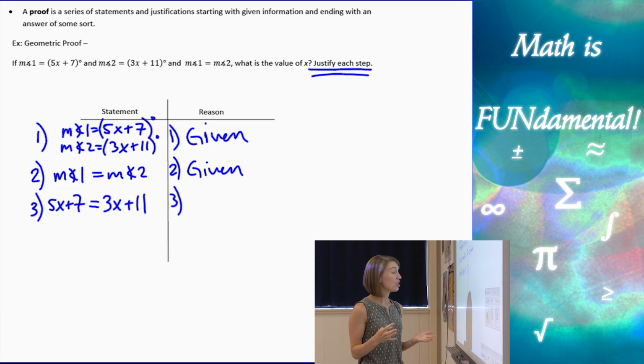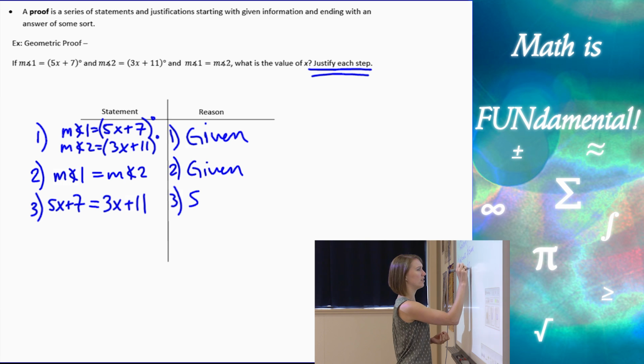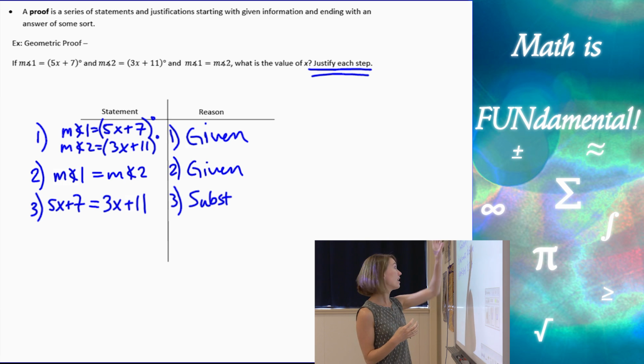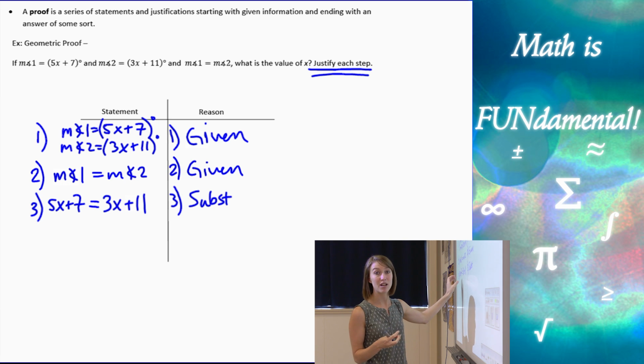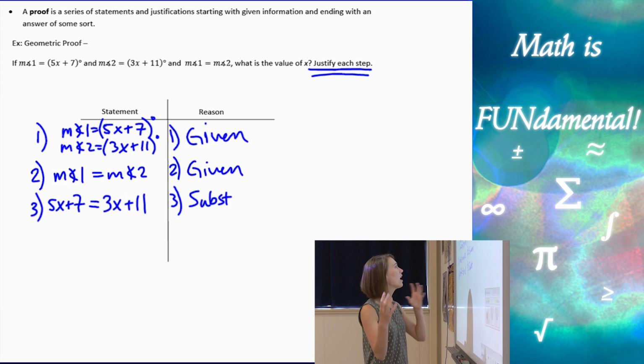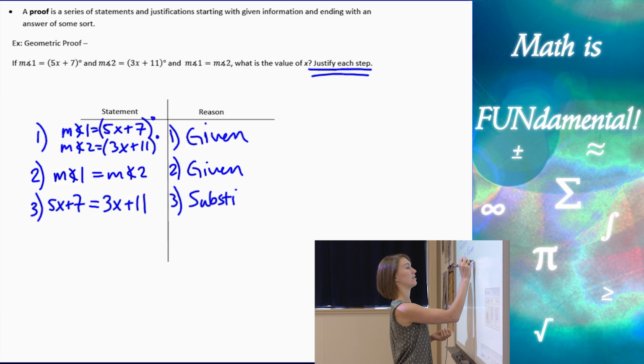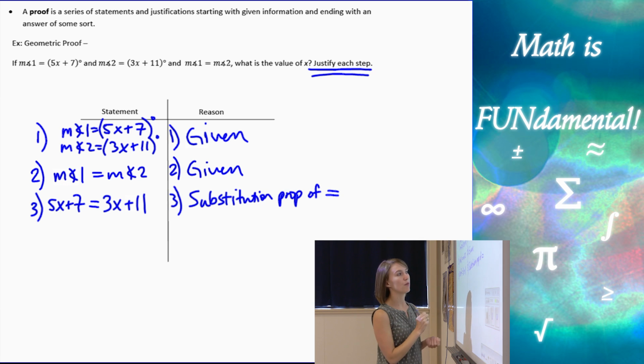we could actually either use, because it's all equalities, the transitive property of equality, or we could use the substitution property of equality. I'm going to use substitution in this case because I kind of did two different steps in one. I substituted 5x plus 7 in for measure of angle 1, and I substituted 3x plus 11 in for measure of angle 2. So with a couple steps at the same time, I think substitution is a little safer, but again, transitive property would also work here. Substitution property of equality. So we want to write property of equality, and we can symbolize that a little.